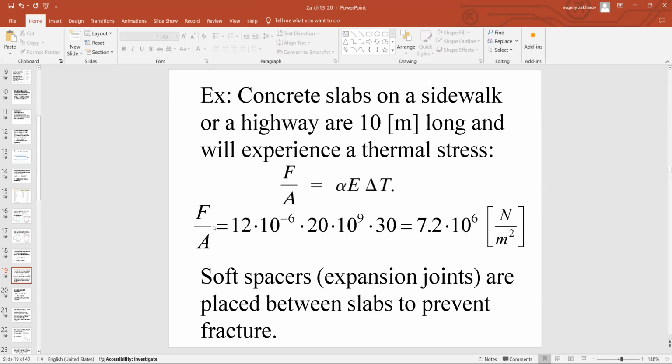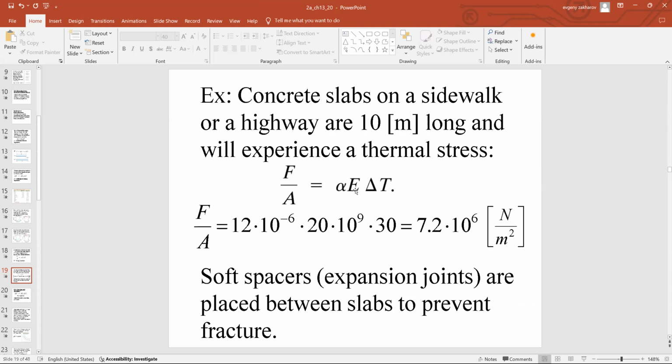I have a little application problem here to show you how much of a stress we're talking about. Say concrete slabs on a sidewalk or a highway. If you measure them, you'll see that they're about 10 meters long. And let's say there is a change in temperature between daytime and nighttime temperatures. Say 30 degrees Kelvin is reasonable. If it's, say, 60 degrees at night and 110 degrees Fahrenheit in the peak afternoon, you convert that into Kelvin and you will get about 30 degrees of a Kelvin difference.